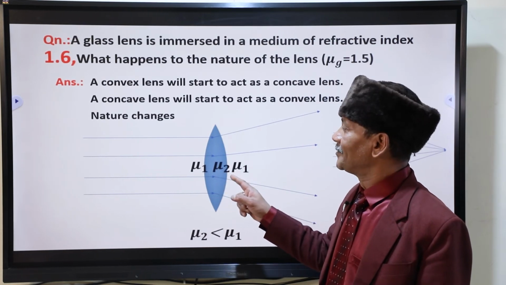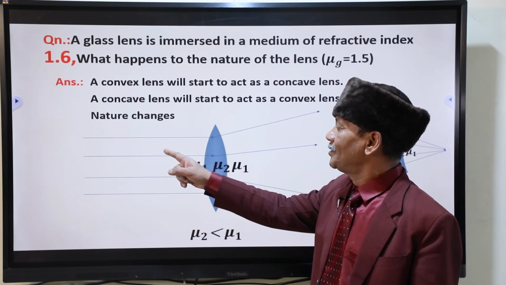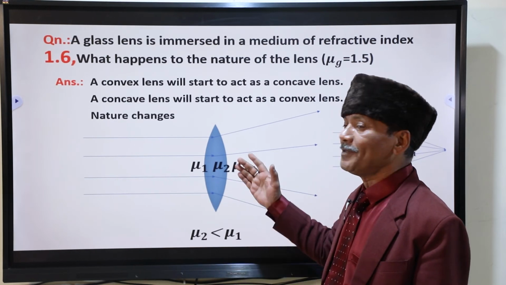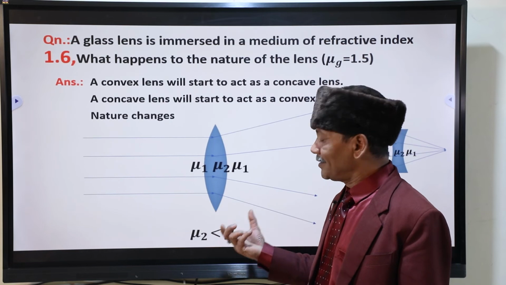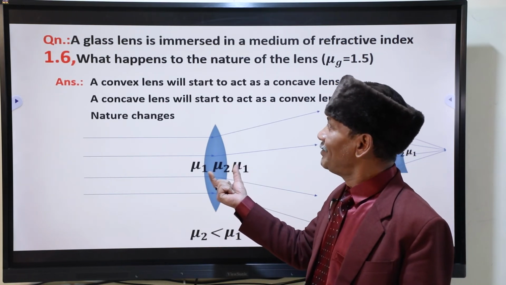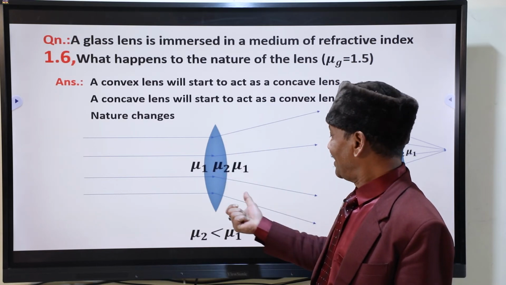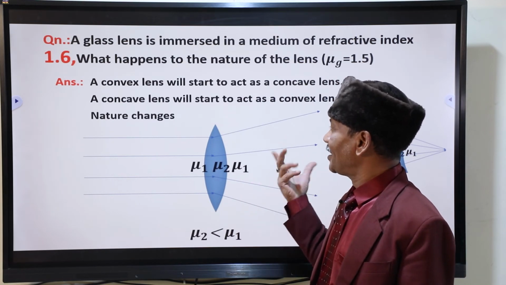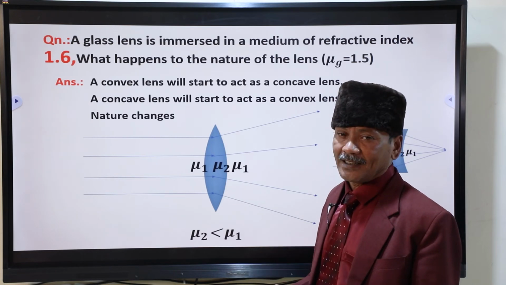Nature will change. You can see the figure. Rays are coming. Sometimes questions do come like this. Rays have been shown on this part. What will happen to rays on this part? Under this condition, this convex lens will behave as a concave lens. So rays will go out in this direction, emerging out, diverging out. Convex lens is behaving as a concave lens.